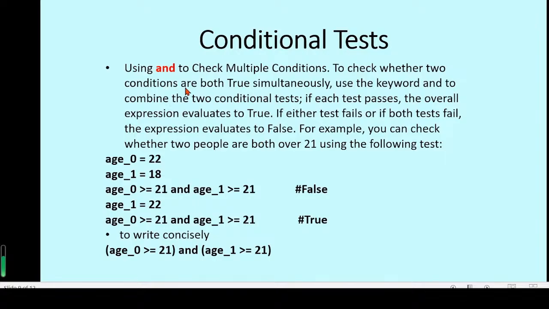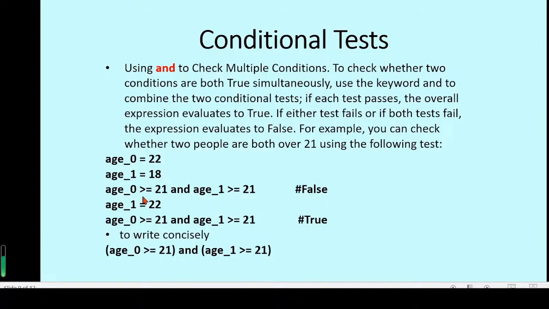And you can use AND to check multiple conditions. To check whether two conditions are both true simultaneously, you can use the keyword AND to combine the two conditional tests. If each test passes, the overall expression evaluates to true. If either test fails, or if both tests fail, the expression evaluates to false. For example, you can check whether two people are both over 21 using the following tests. So these two people have ages 22 and 18.